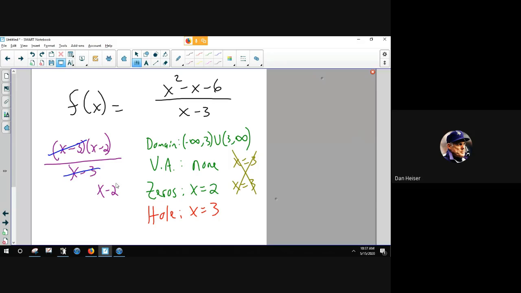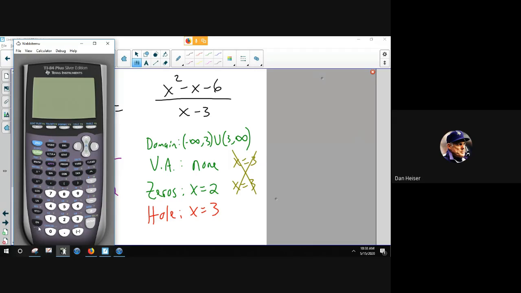Because this reduced form is linear, and linear functions don't have asymptotes, which is why the slant went away. And if you don't believe me, let's graph this. I have it preloaded, all set to go. Graph.